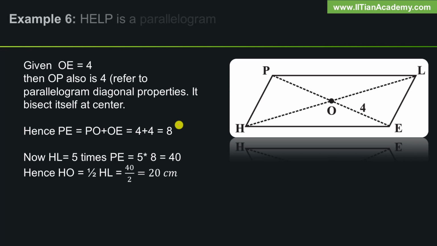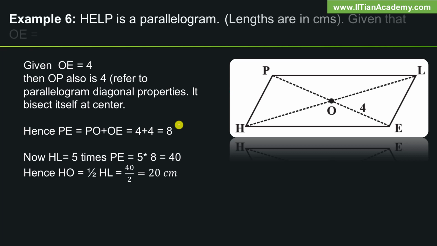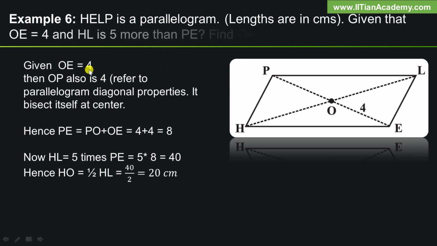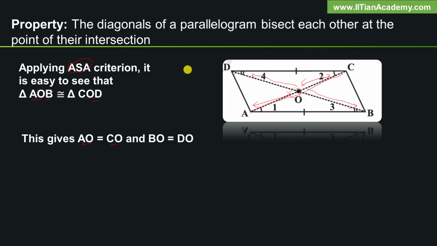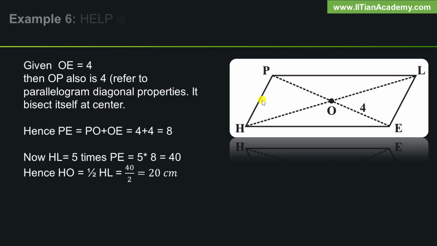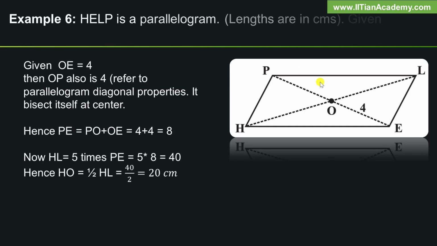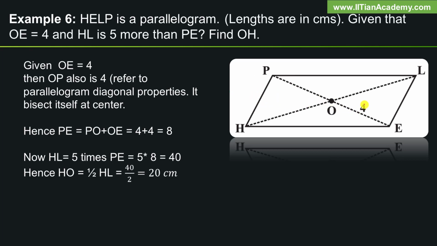In this example, we will use the concept learnt for parallelogram diagonals. We have seen in the previous slide that diagonals bisect each other at the center point. In this example, we are given OE equals 4. Hence, OP is also 4, as diagonals bisect each other at the center point.